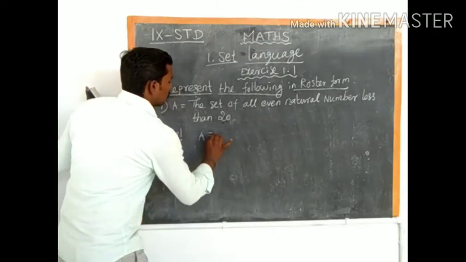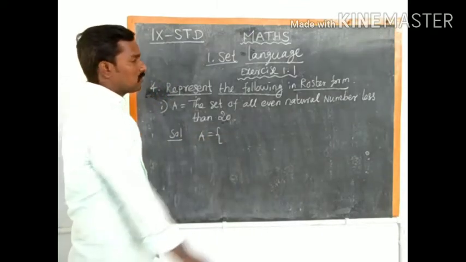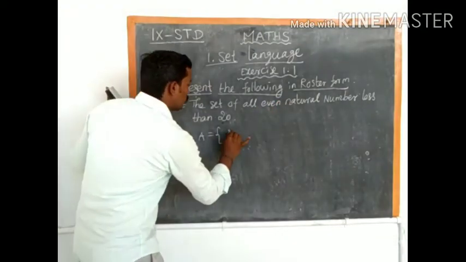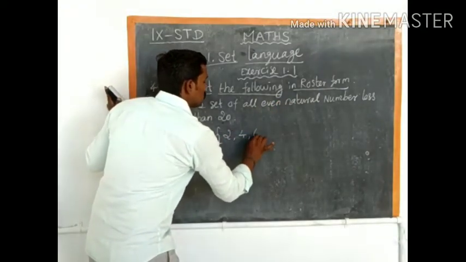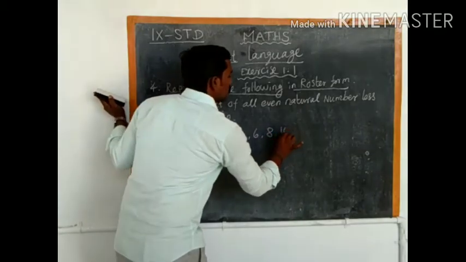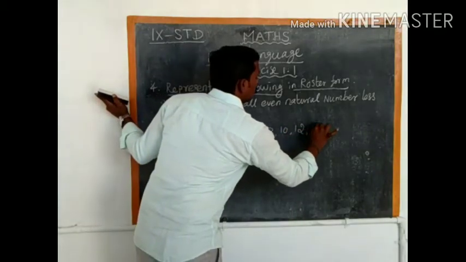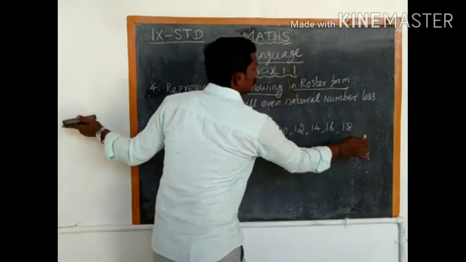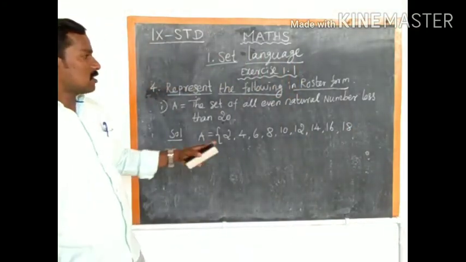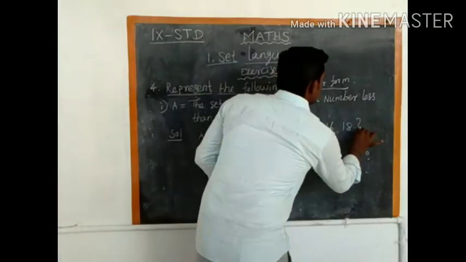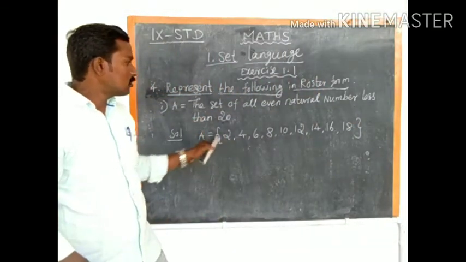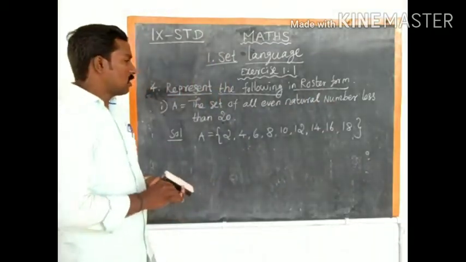So set A is equal to, list out the answer. That is the roster form. So only even numbers are taken, right. So 2, 4, 6, 8, 10, 12, 14, 16, 18. 20 cannot be included here because it must be less than 20, below 20, even numbers only. So this is your first question answer.